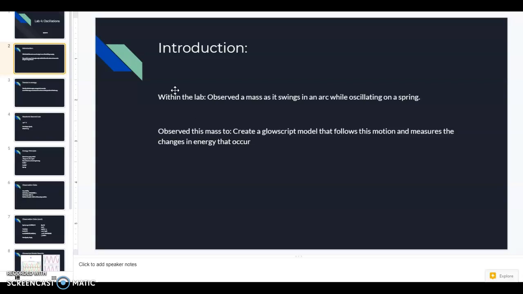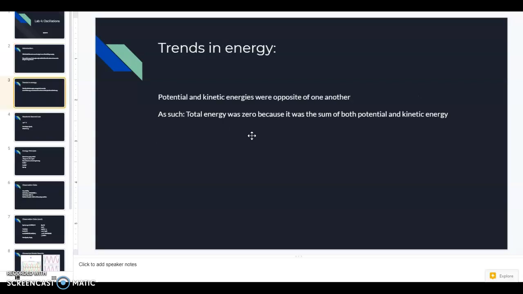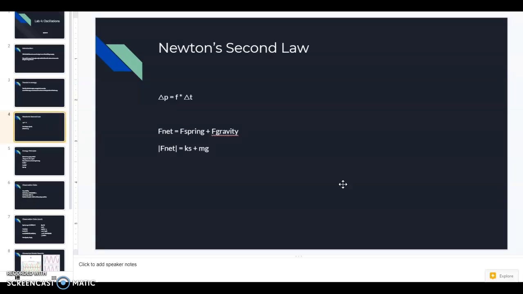Within the lab, we observed a mass as it swings in an arc while oscillating on a spring. We observed this mass to create a Glowscript model that follows this motion and measures the changes in energy that occur. In terms of trends in energy, the potential and kinetic energies were opposite one another. As such, total energy was zero because it was the sum of both potential and kinetic energy, which canceled out to yield zero.